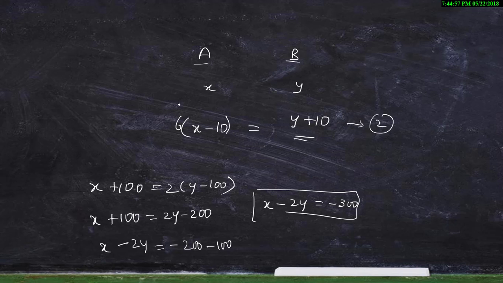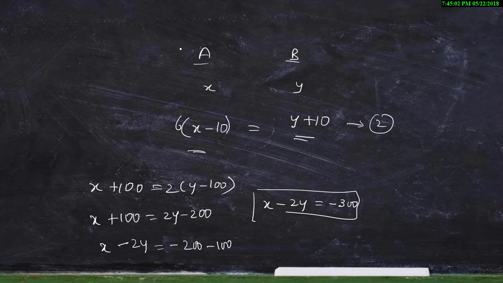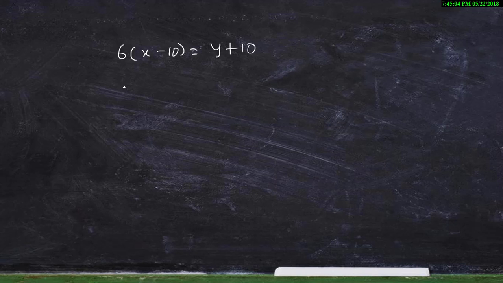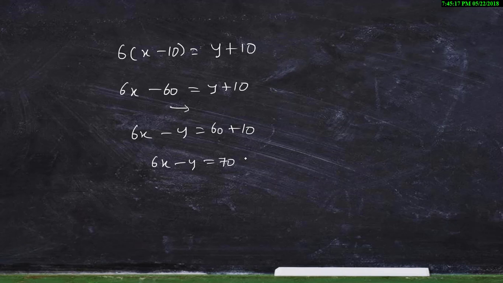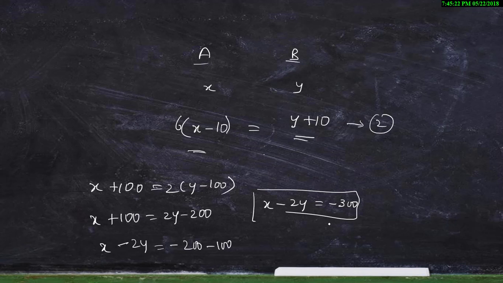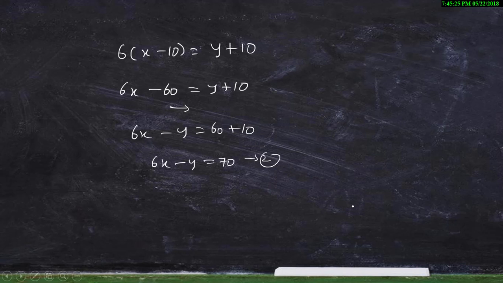Now solving the second equation, it is 6 into X minus 10 is equal to Y plus 10. So solving it, 6X minus 60 is equal to Y plus 10, and sending variables to one side and constants to the other side, 6X minus Y is equal to 60 plus 10. So it will be 6X minus Y is equal to 70. The first equation is X minus 2Y is equal to minus 300, and the second equation is 6X minus Y is equal to 70.